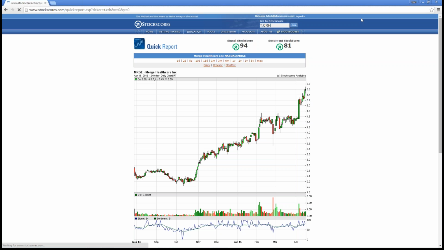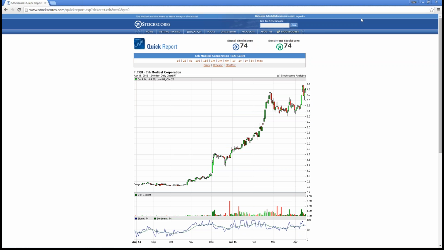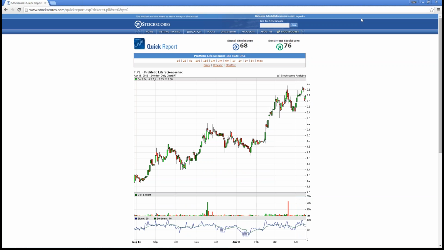T.CRH. Good hold, wouldn't buy it. Good hold though, T.PLI. Also a good hold, wouldn't buy it. SOL.